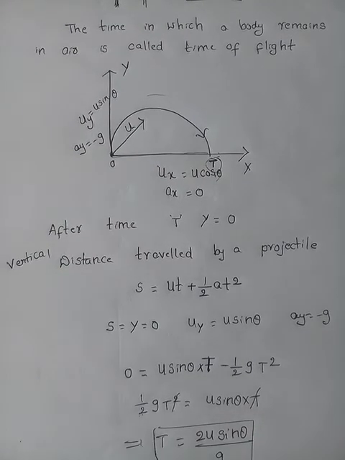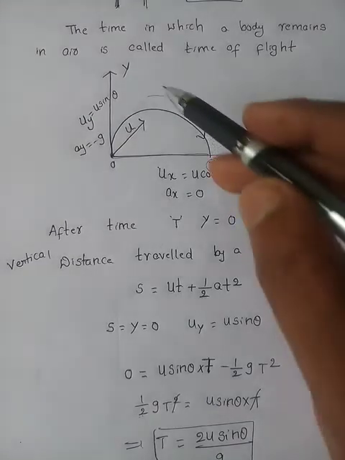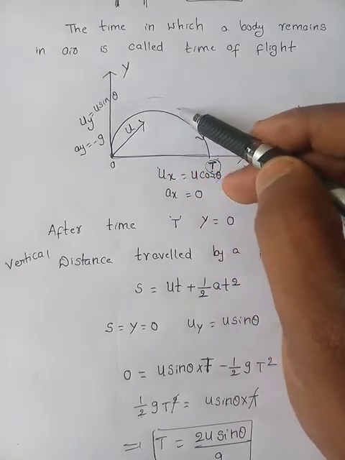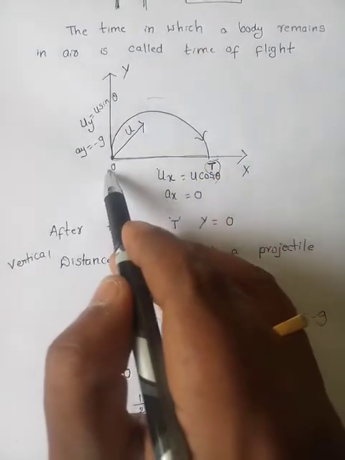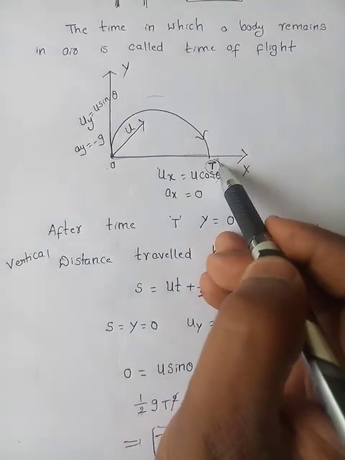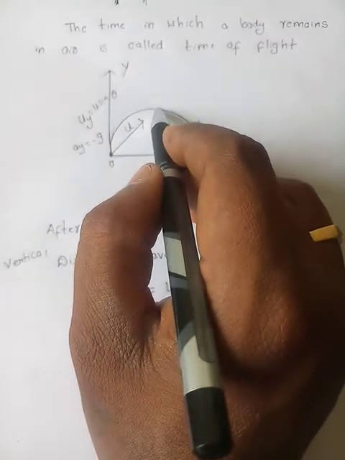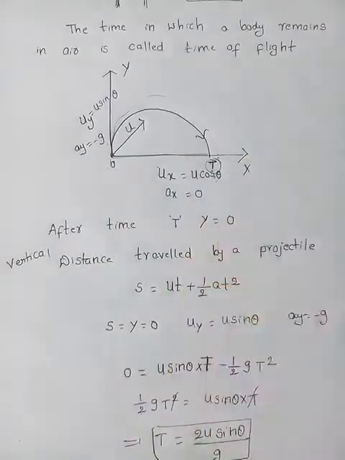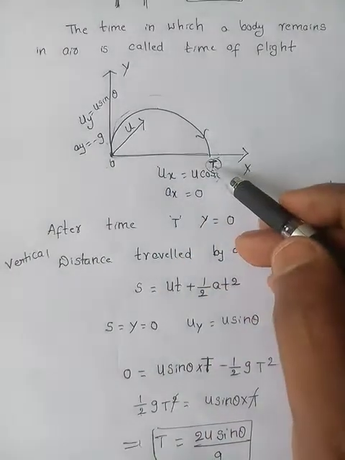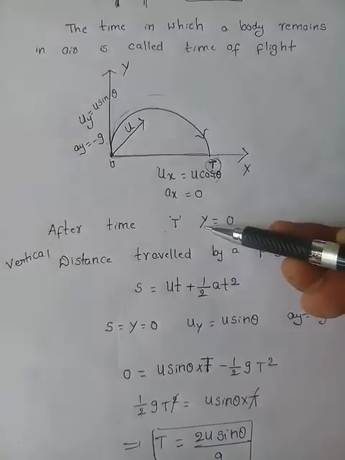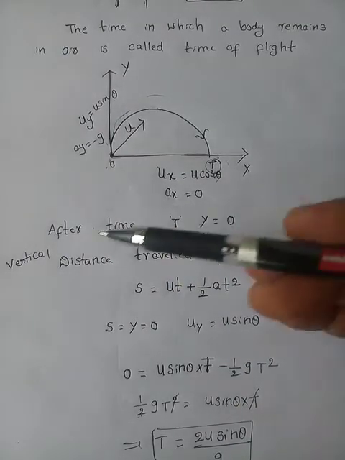So what is time of flight? The time in which a body remains in air. When you project a projectile from here, it travels in air and finally reaches the ground. So there is a net horizontal displacement. But what about the vertical displacement? It increases to h and comes back to 0. At that time we are considering, that is considered as time of flight. So after time T, called time of flight, vertical displacement is 0.